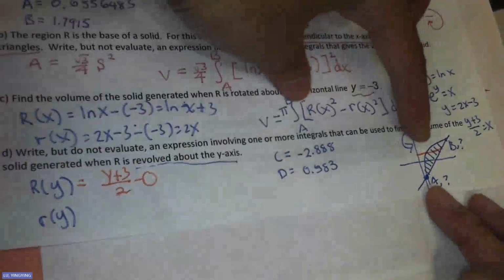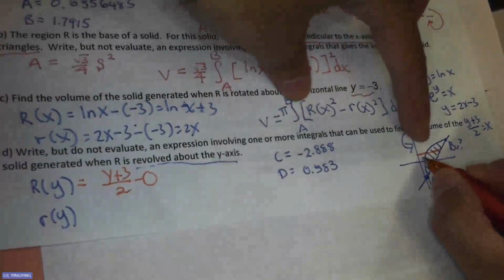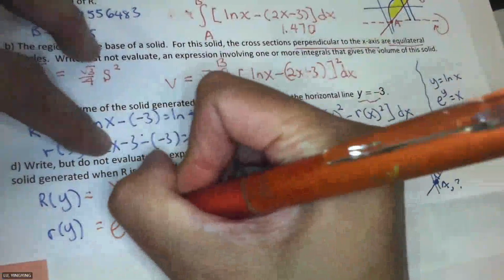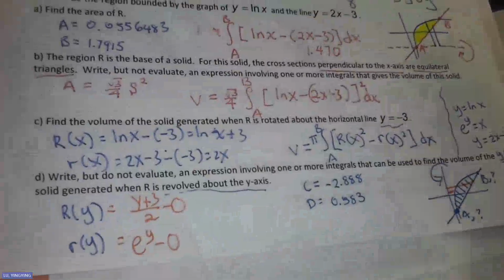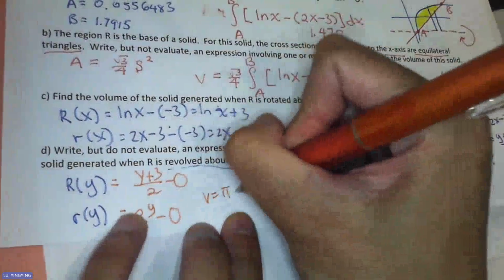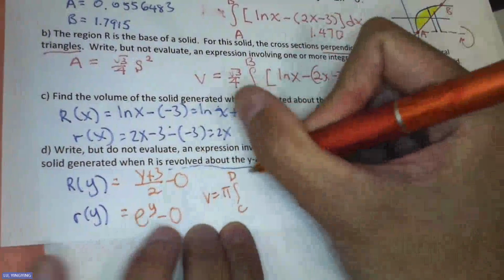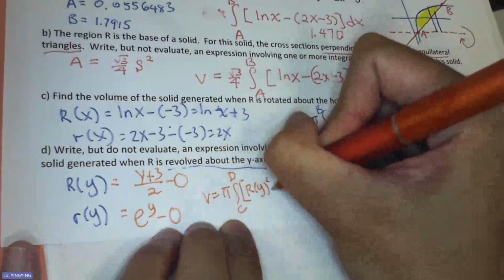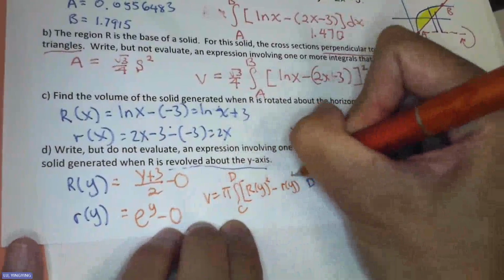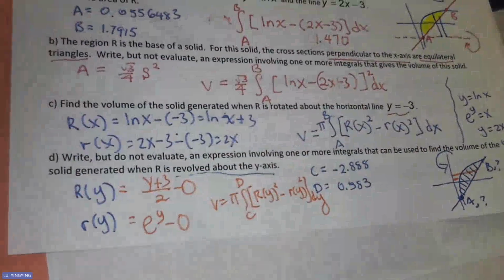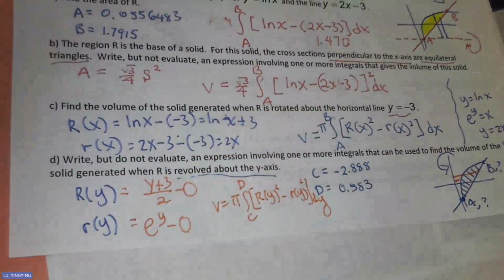What is small r? E to the y minus 0. Yeah. Again, as long as you define this, you can use that in your integrand, in your setups. The volume is pi from C to D, big R bracket of y squared minus small r of y squared with a dy. I don't have room. There you go. That is a pretty hard question, but I know they are always on the test.